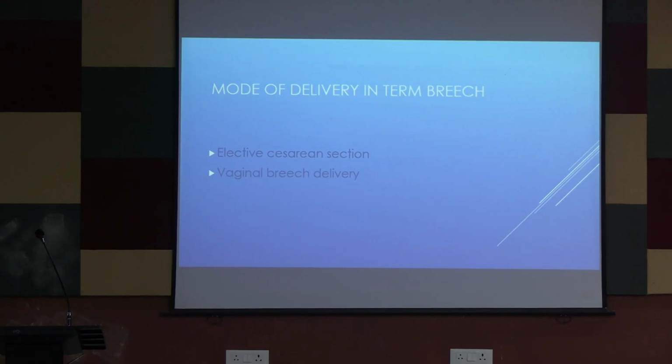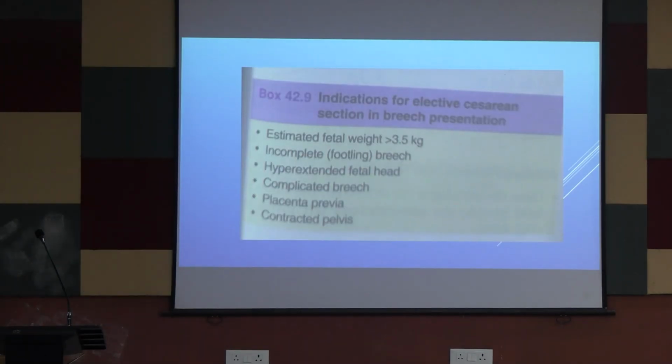Mode of delivery in breech: elective cesarean section, or vaginal breech delivery. Indications for elective cesarean section in breech presentation: estimated fetal weight more than 3.5 kg, that is a big baby, vaginal breech delivery will not be allowed. Incomplete, footling breech, not allowed. Hyperextended fetal head, the stargazing.